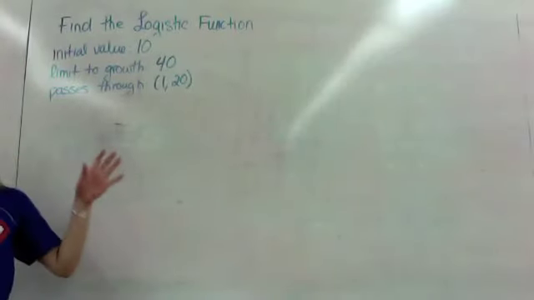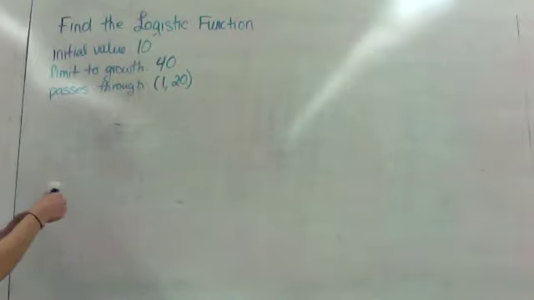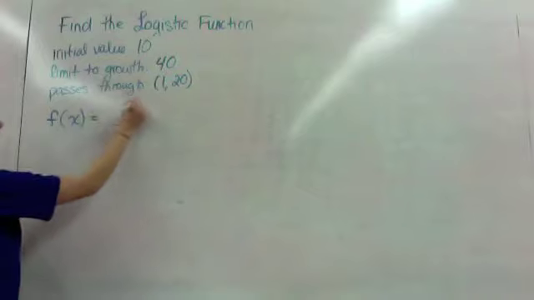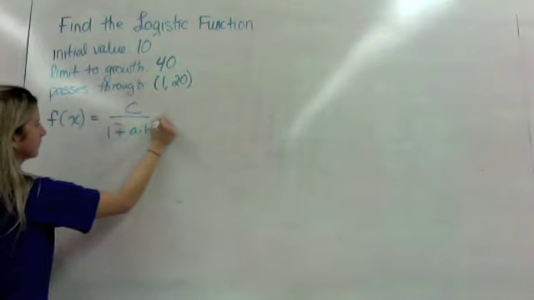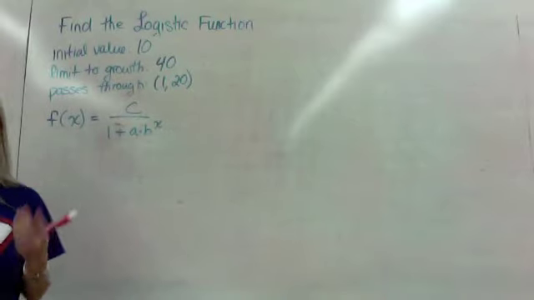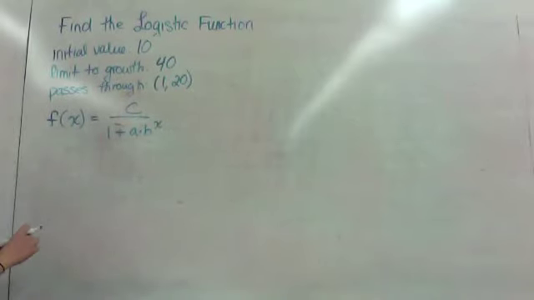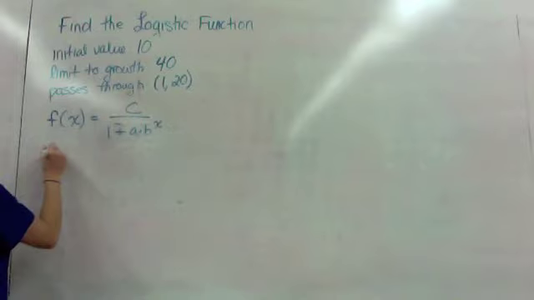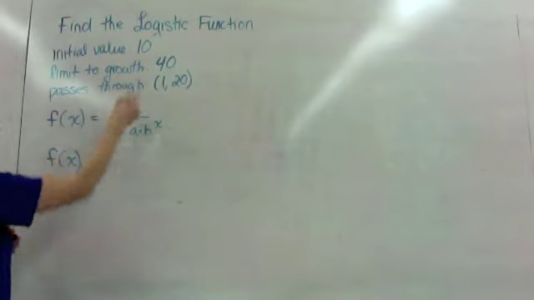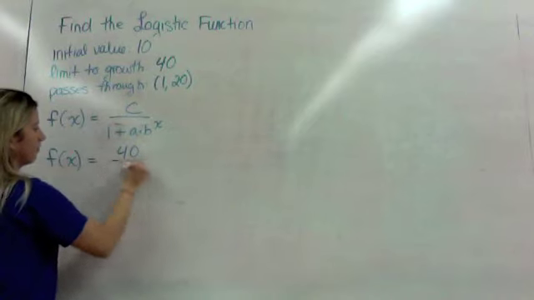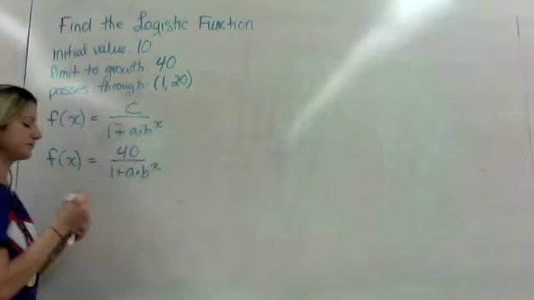Okay, so we're going to try one more just to make sure you guys really understand it. So again, it's f of x equals c over 1 plus a times b to the x. For the logistic function, we're going to plug in what we know, solve for the rest, and get our function. So clearly, the first thing we can put in is our limit to growth. So f of x equals 40 over 1 plus a times b to the x.